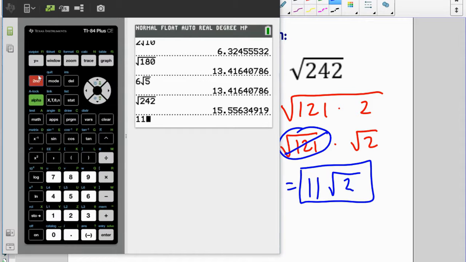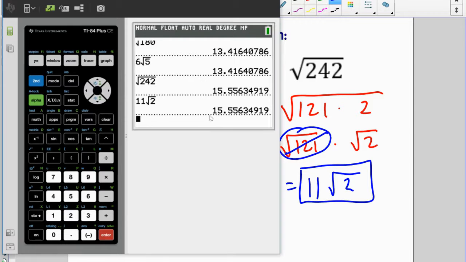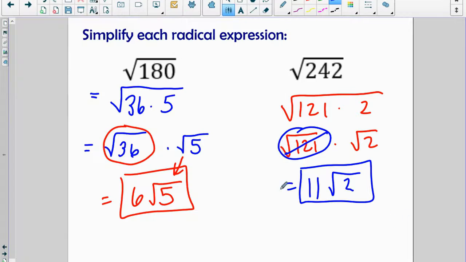So let's double check that. 11 times the square root of 2, enter. Look at that. It's the exact same thing. So we simplified it correctly. If you get a different number here, that just tells you that this is not the same. You simplified it incorrectly. So be careful with that.